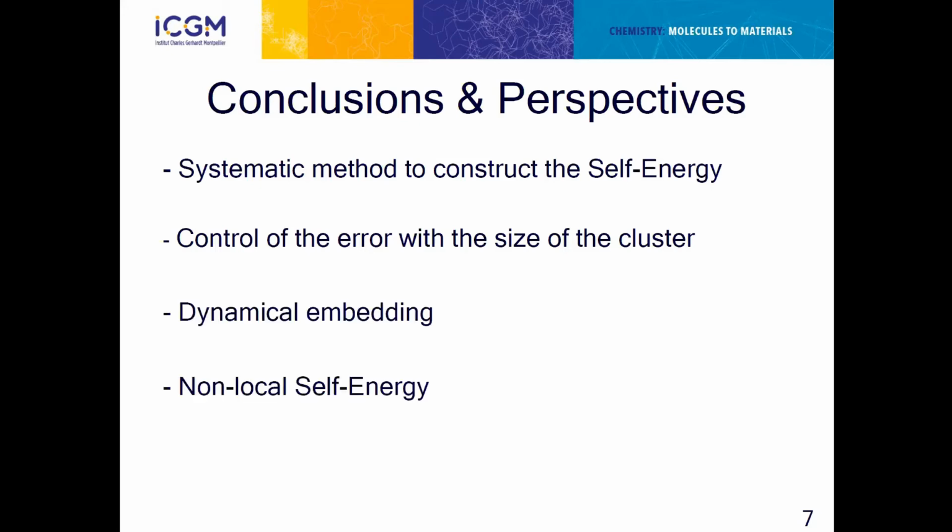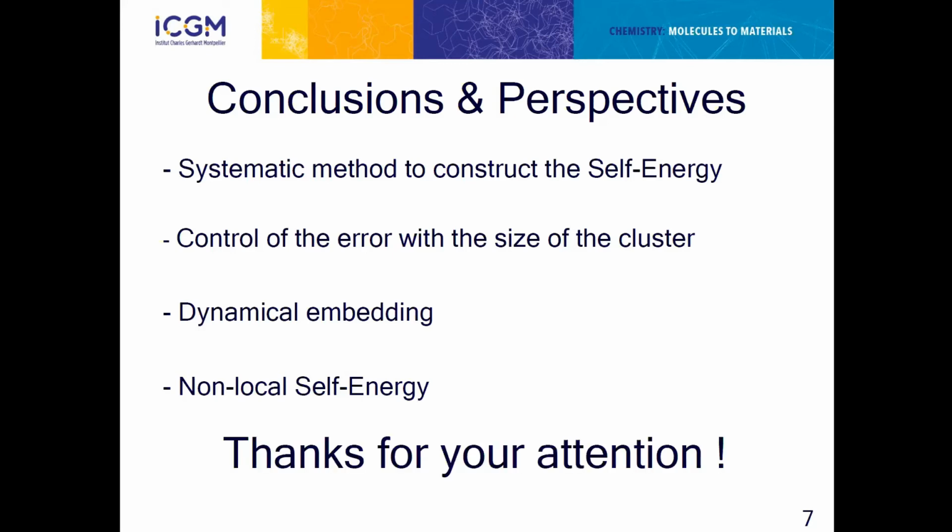So what's next? We will try to find a dynamical version of our embedding scheme, because we deal with dynamical variables. So it would be pertinent in this case to find a dynamical way to obtain an embedding scheme for different values of omega. Then, by increasing the size of the cluster, we want to find a way to deal with the non-local self-energy, which remains non-trivial and must greatly improve our method. Thank you for your attention.